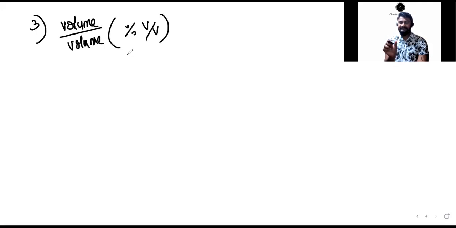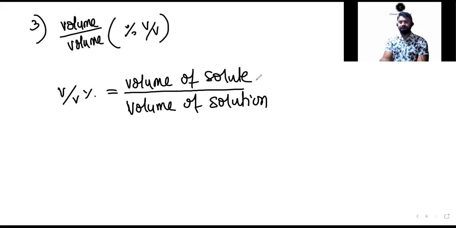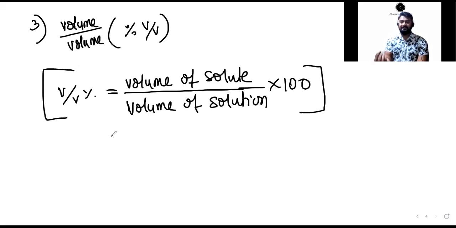You might have seen in a sanitizer bottle they write 70%. What does that mean? We'll decode that now. Let's see. So first the formula, W by W percentage. It basically means the volume of solute divided by volume of solution into 100. This is the basic formula. But again, let's learn the decoding.